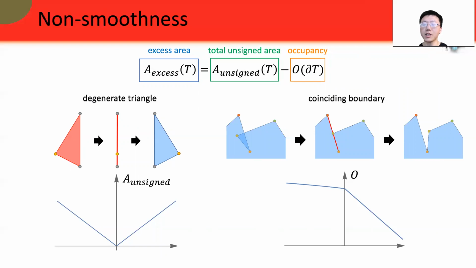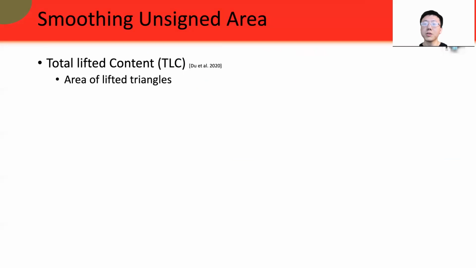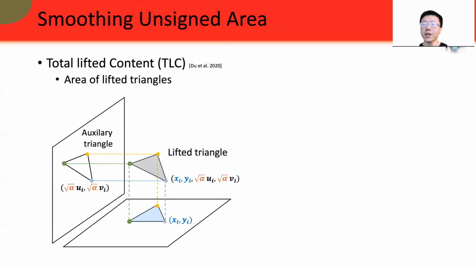To smooth the excess area, we will propose a smoother version for each of these two terms. To smooth unsigned area, we use an energy that we introduced in last year's SIGGRAPH. It's called the total lifted content. It measures the area of triangles not in 2D, but in a lifted 4-dimensional space. The lifting is defined by concatenating the 2D coordinates of each vertex with the coordinates of an additional triangle called the auxiliary triangle into 4-dimensional coordinates.